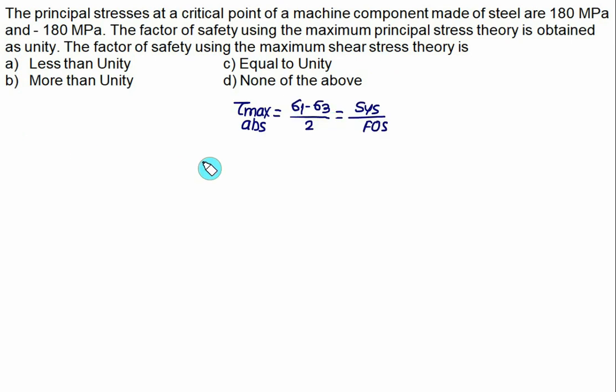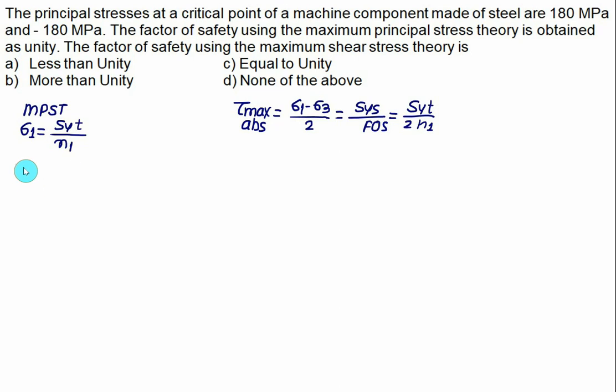For maximum shear stress theory, we have tau max absolute is (sigma 1 minus sigma 3) by 2, equal to SYS divided by factor of safety, which is the same as SYT divided by 2 times the factor of safety. And for maximum principal stress theory, sigma 1, the maximum principal stress, must equal SYT divided by factor of safety N1.